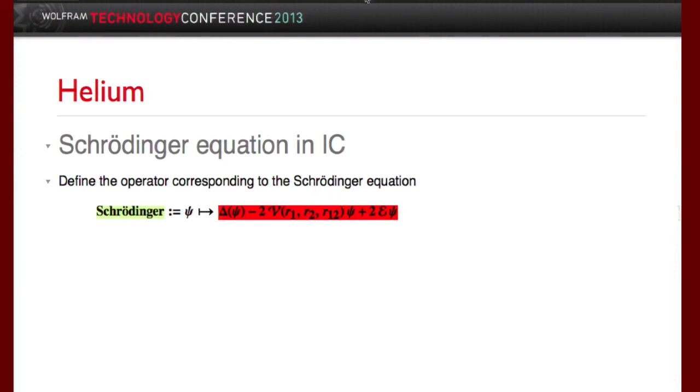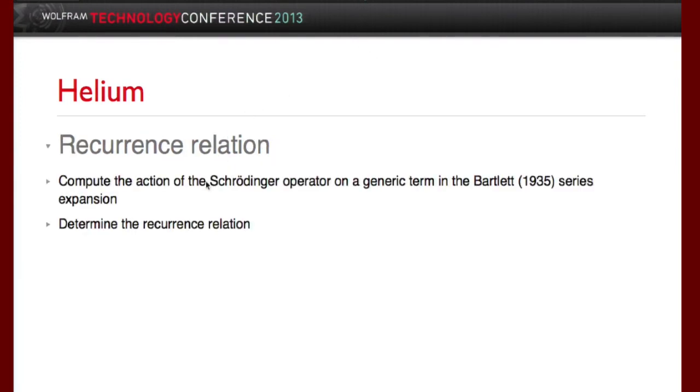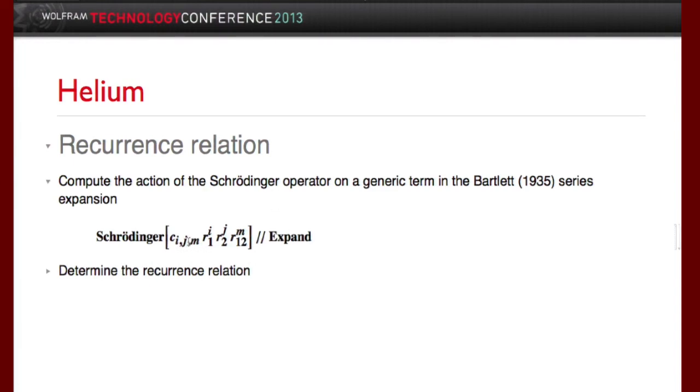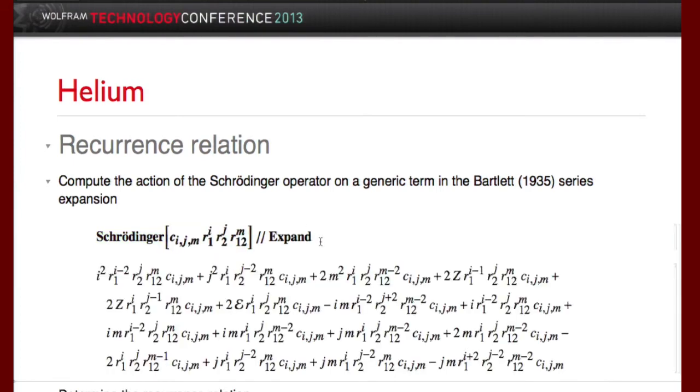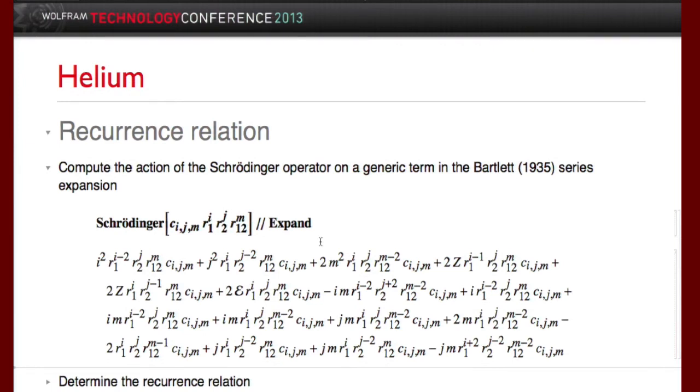So we define the Schrödinger operator, and now to determine the recurrence equation, this is easy. We act our Schrödinger operator on the generic term of our triple sum. So we get rid of the summations, we act on that, and that's what we get instantaneously pretty much.